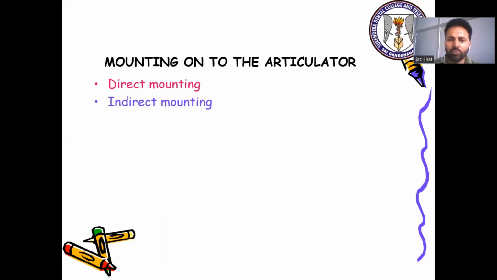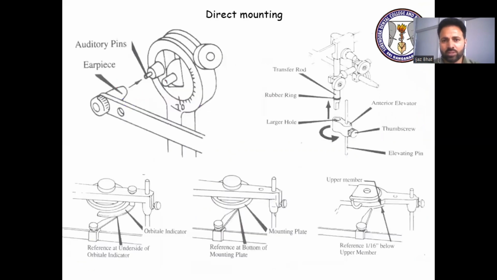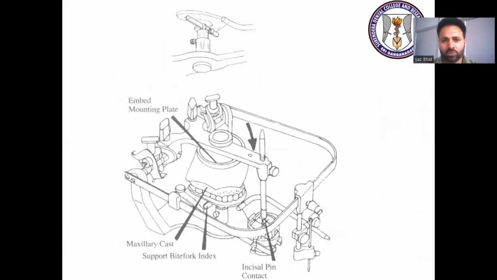Then we have to do the mounting. Mounting is again of two types, that is direct mounting and indirect mounting. This is the procedure for the direct mounting, and this is the procedure for the indirect mounting, which is done on the articulator.